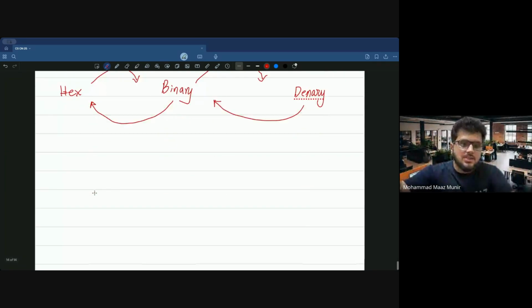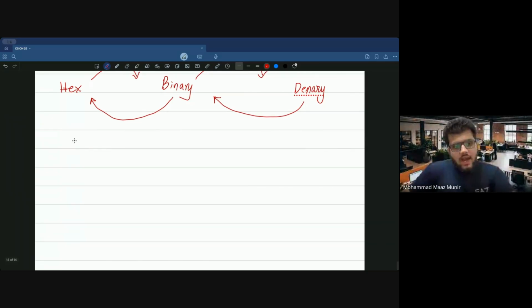Let's do an example, guys. Let's say I have A5 as a hex. I want to convert A5 firstly into binary. How am I going to do it? Split the two and find it separately. So 1, 2, 4, 8 and 1, 2, 4, 8.